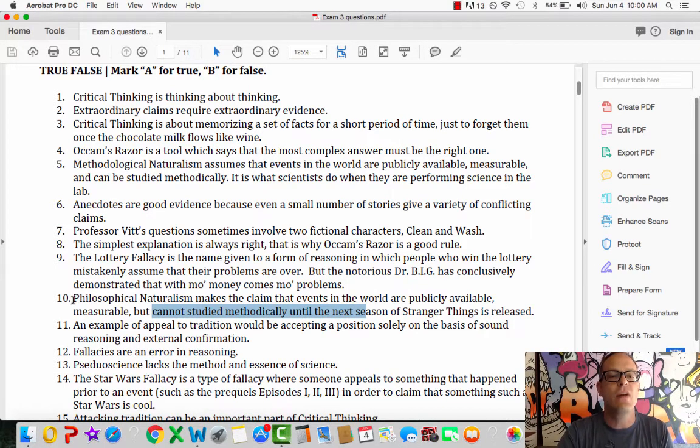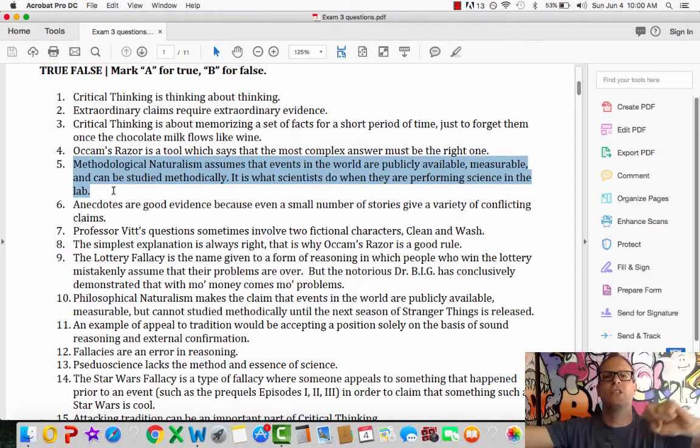Okay, so this one right here, I think you can tell number 10 is false, right? Because it's starting to mention stranger things and you're in trouble. Number 5 is true. So as long as you can clarify the distinction between those two, you'll be all right.